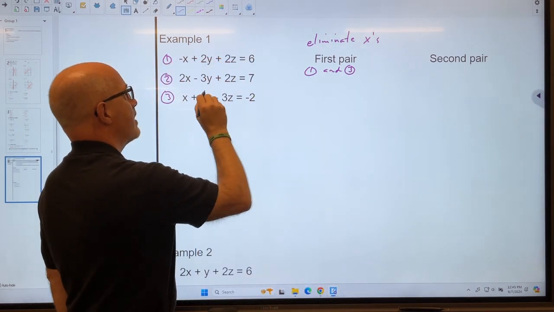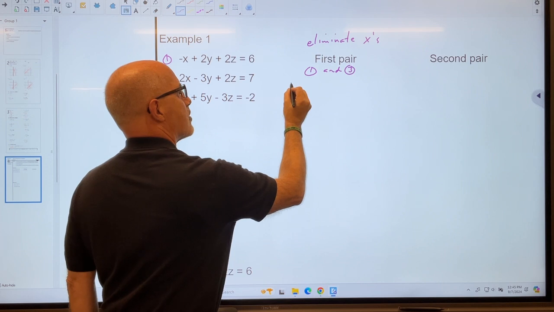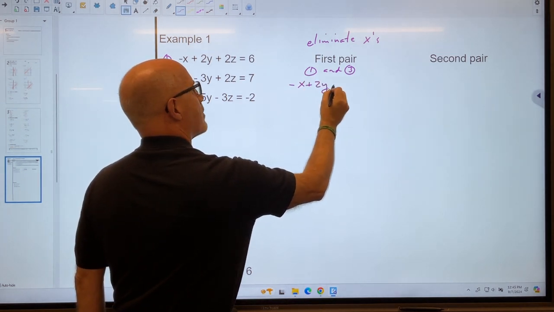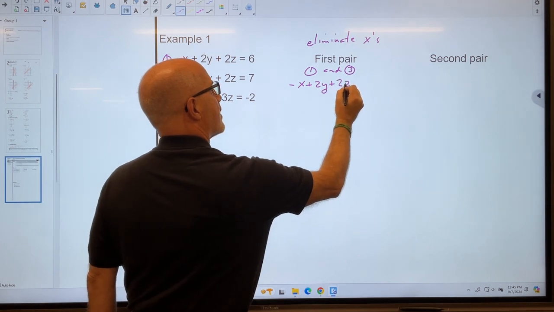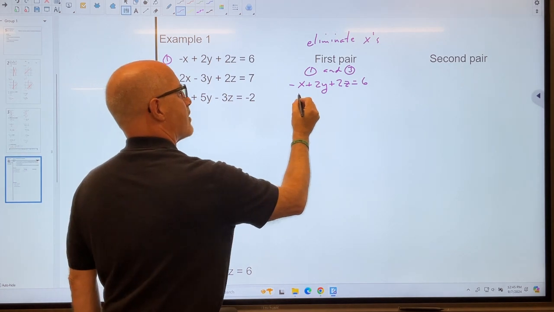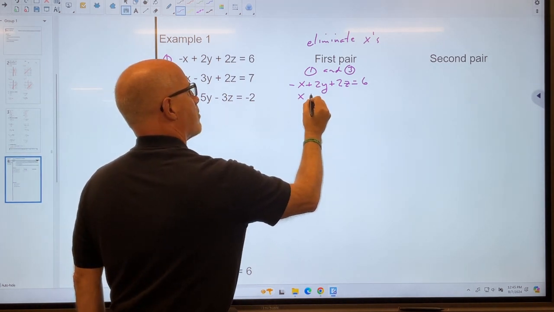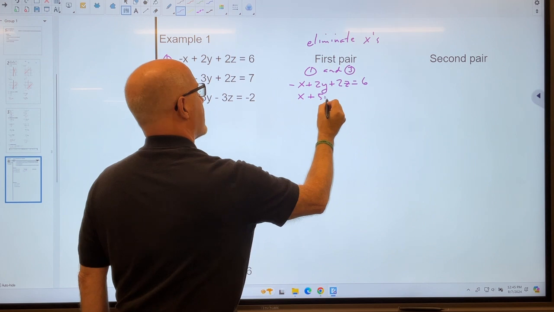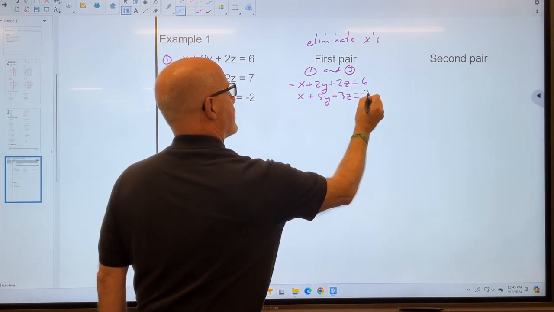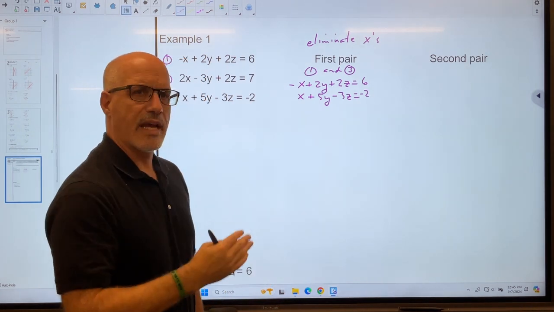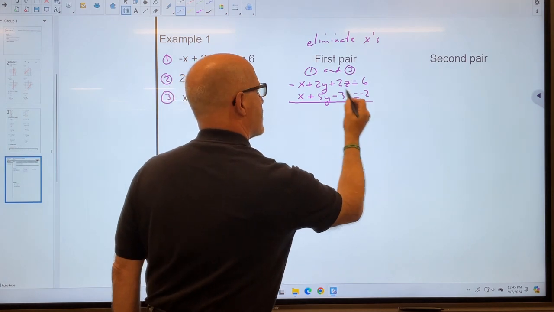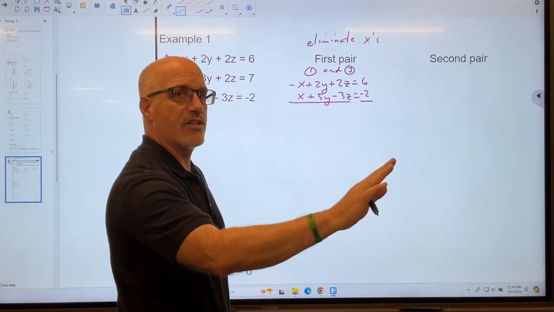So let's go ahead and do the first and the third. I'm going to just line them up. Opposite of x plus 2y plus 2z equals 6. And then I'll write out the third one, x plus 5y minus 3z equals -2. And if you look at those, I can add straight down already. I don't need to change anything. You just add straight down, and the x's are eliminated.